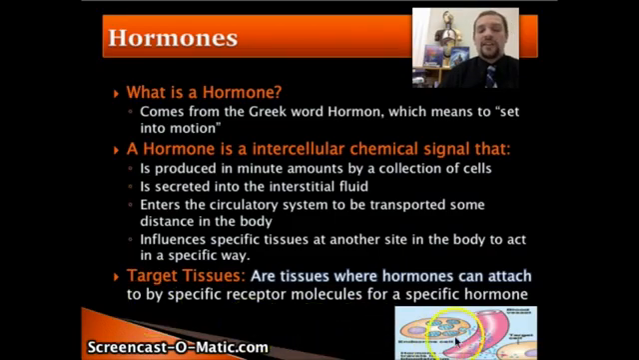Again, if we take a look here, you're going to have a cell that is going to produce this hormone. It will then go into the bloodstream. Once it goes into the bloodstream, it will find a target tissue where it will have a specific effect on that tissue. So again, a hormone specifically has a direct relationship to the bloodstream, and then it finds its target tissues where it can have an effect on that specific tissue it's targeting.